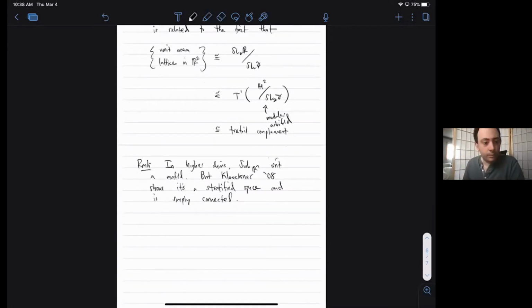There's another question in the chat. Isn't the space of lattices in Rn dense in sub Rn? Yes.